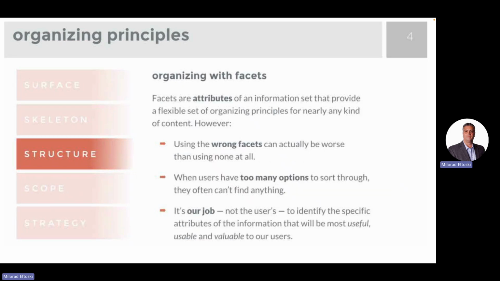Organizing with facets. Facets are attributes of an information set that provide a flexible set of organizing principles for nearly any kind of content. However, using the wrong facets can actually be worse than using none at all. When users have too many options to sort through, they often can't find anything. It's our job, not the user's, to identify these specific attributes of the information that will be most useful, usable, and valuable to the users.